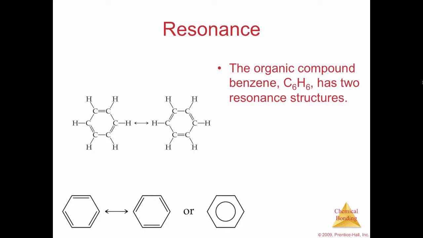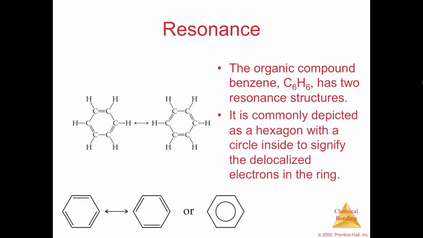The organic compound benzene, C6H6, has two resonance structures. It is commonly depicted as a hexagon with a circle inside to signify the delocalized electrons moving in the ring.